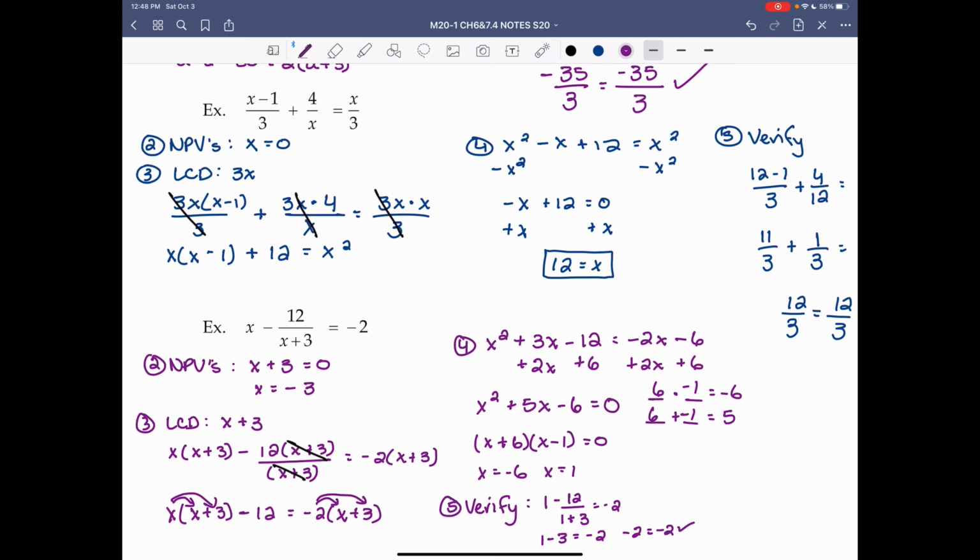And then I want to do the other solution, -6. -6 minus 12 over -6 plus 3 equals -2. -6 minus 12 over -6 plus 3 is -3. -6 minus 12 divided by -3 is plus 4 equals -2. -6 plus 4 is -2 equals -2. We have verified both solutions, so x equals -6 and x equals 1 are both solutions to this equation.